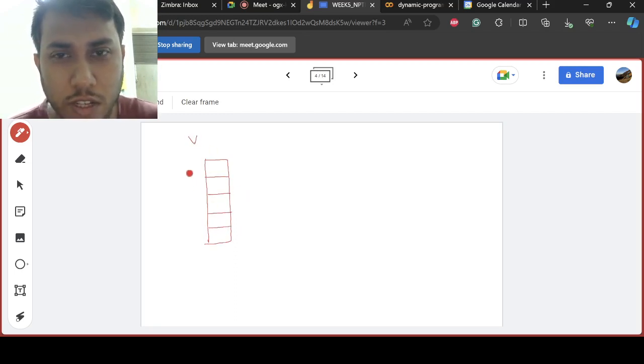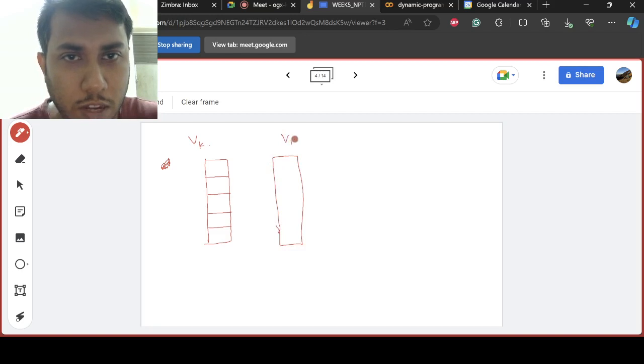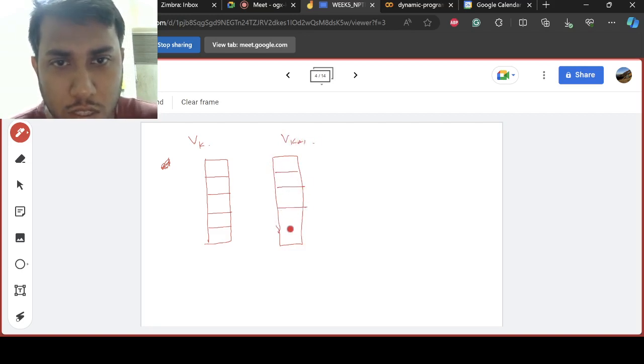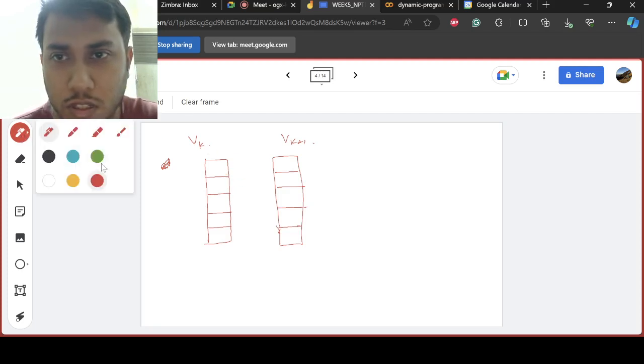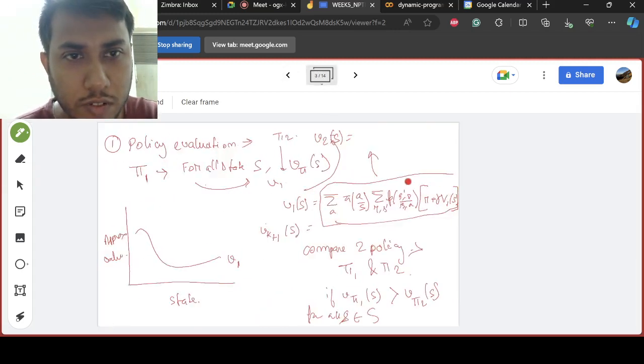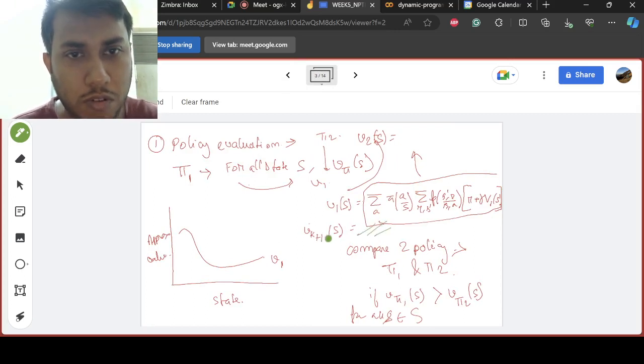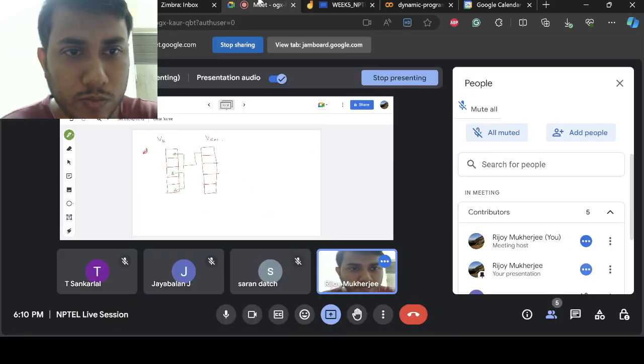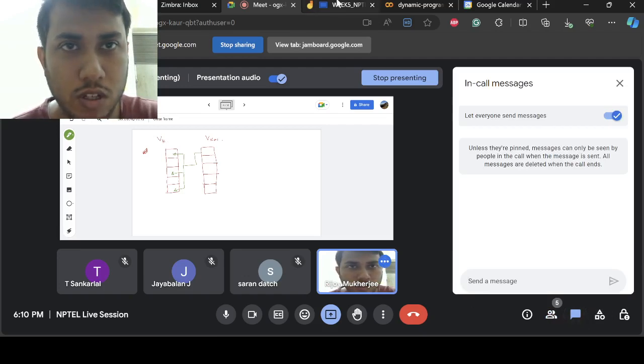So this is your value function for each state at k. The value function at k plus 1 will be a combination of the next states in the previous iteration, right? So when you use this equation as an update rule, it basically simplifies to this. This is what they call policy evaluation.